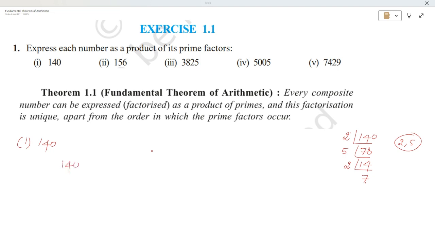Now 140 can be written as 2 times 5 times 2 times 7, right? Suppose I want to write it in ascending order, it is 2 times 2 into 5 times 7, right? Suppose I want to write it in terms of powers, because we have learned exponents, so we know how to write a number in terms of powers. So 2 into 2, 2 is repeated how many times? 2 times, right? So it is 2 square into 5 into 7. So remember, any composite number can be expressed or factorized as a product of primes.